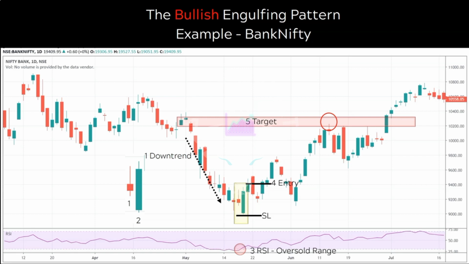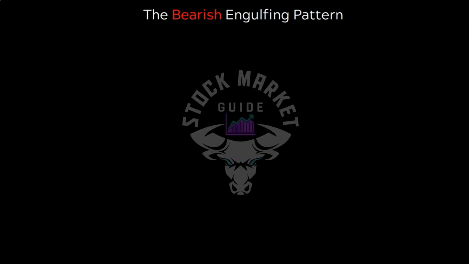As you will notice, this was a trade which required patience. But obviously, this is one of the most important qualities every trader must have. So friends, hope the trading setup is clear to you. Let's move on to the second engulfing pattern, that is the bearish engulfing pattern.